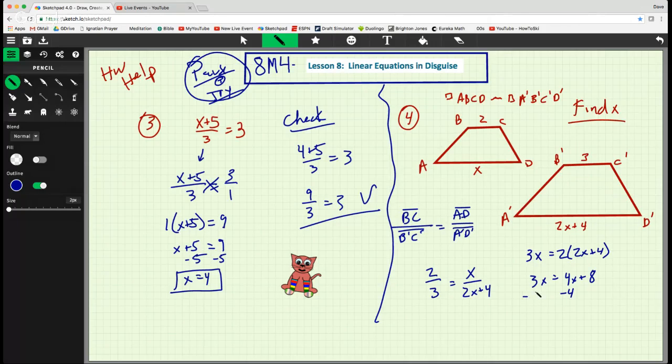Okay, so let's subtract 4x from both sides, and we get negative x equals 8, or x equals negative 8. Now let's look at this for a second. So I get this side is negative 8, because x is negative 8, and this side is 2 times negative 8, which is negative 16, plus 4 is negative 12.